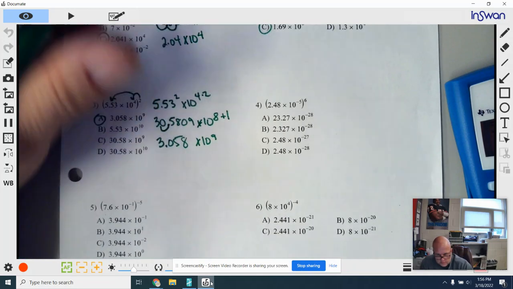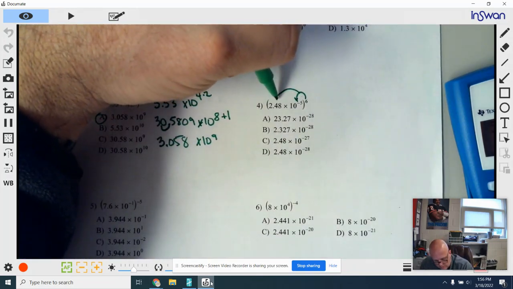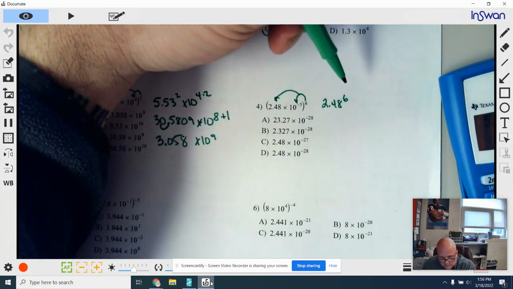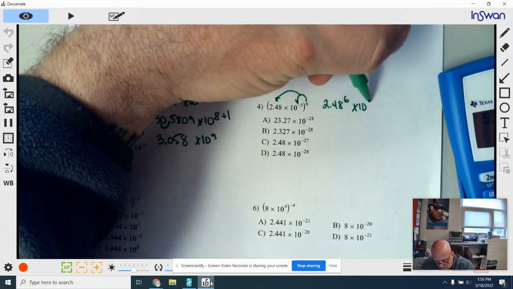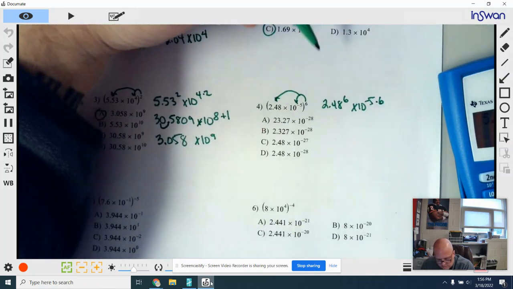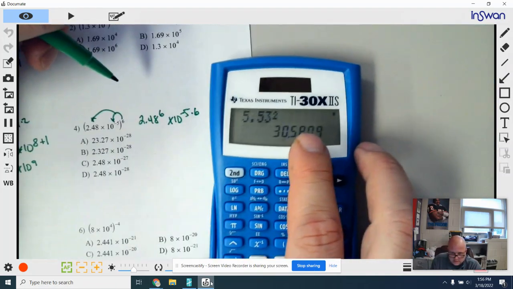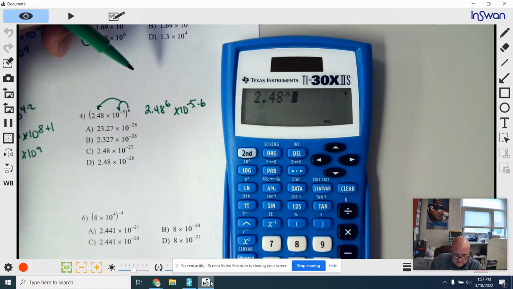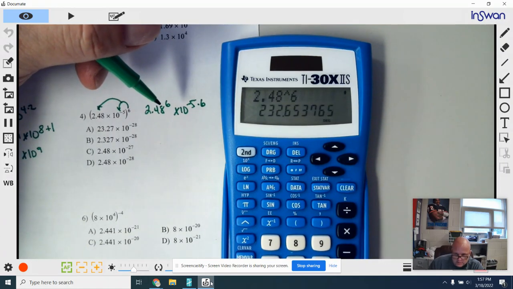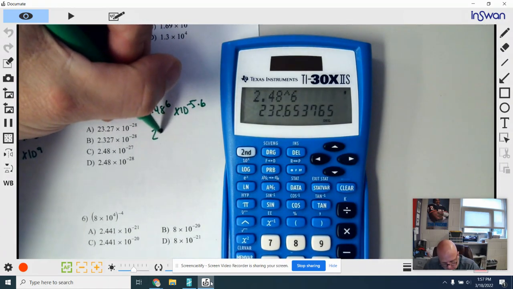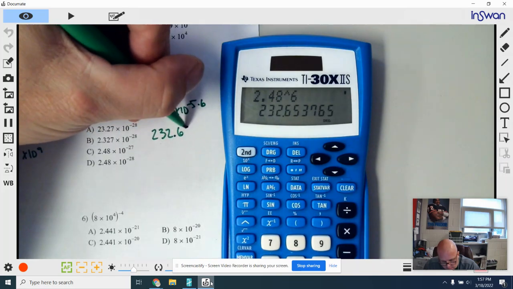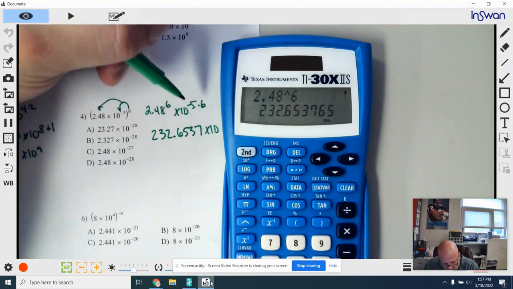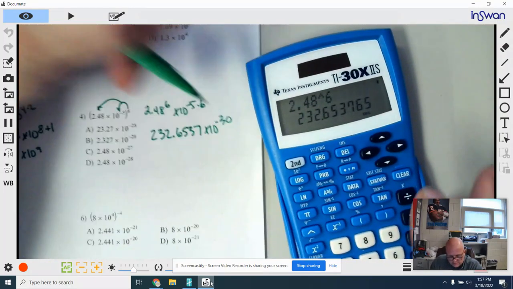Okay, number 4. Let's distribute in. Okay, so we have 2.48 to the 6th power times 10 to the negative 5th, then times 6. Okay, so let's go ahead and do 2.48. Use your caret key for the 6 power equals. And let's write that down. 232.6537. I'll round it off there. Times 10, negative 5 times 6 is negative 30.